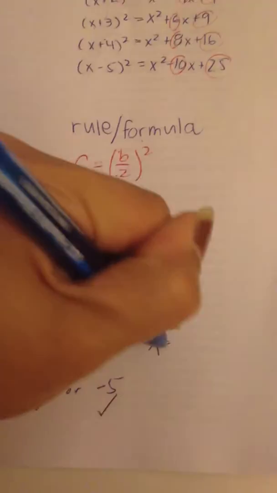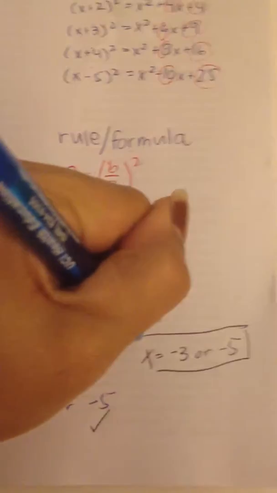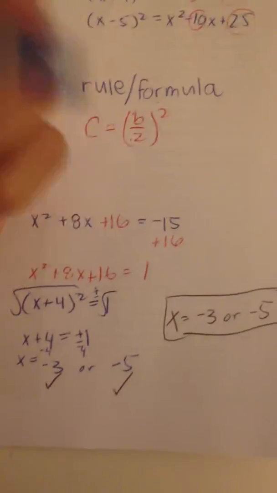So your answer is x equals negative 3 or negative 5. This is how your teacher would probably want you to write it. Box your answers. Alright, so let's do 4 more of these. This one's a little trickier.